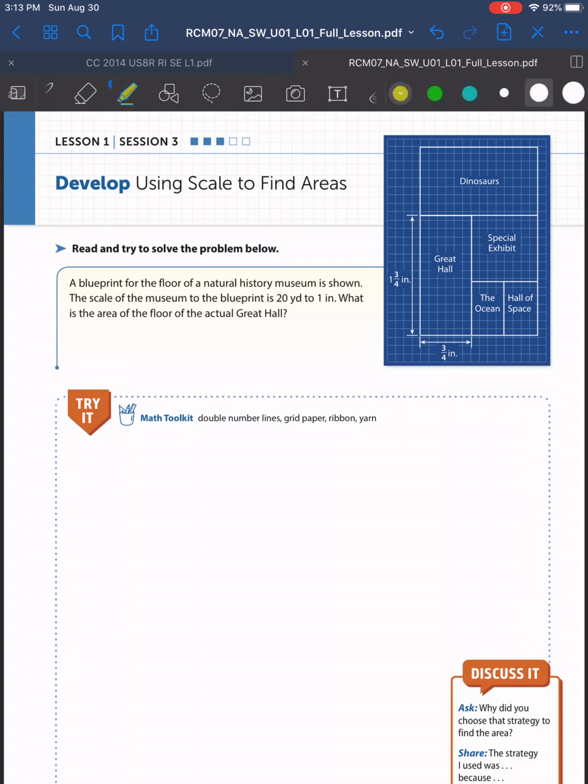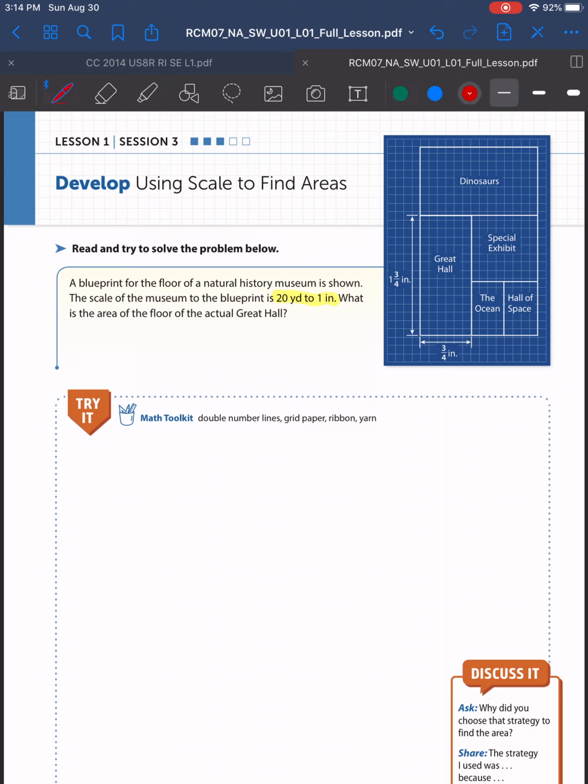So let's go ahead and read this. A blueprint for the floor of a natural history museum is shown. The scale of the museum to the blueprint is 20 yards to 1 inch. Okay, so similar to what we did in class, where 1 square equals 1 foot in real life, this is a little different. They are using measurements instead of counting the squares. What is the area of the floor of the actual Great Hall?